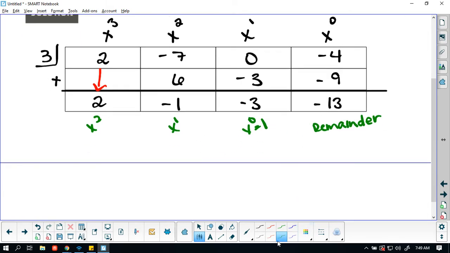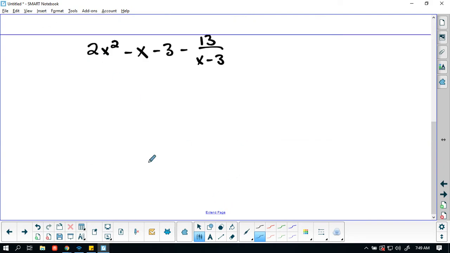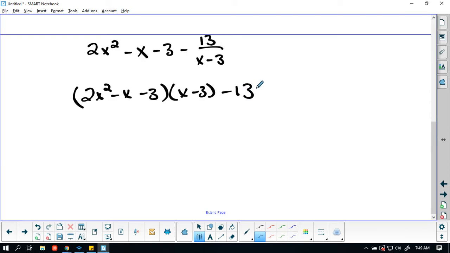All right, so in this case, we're going to look at 2 times x squared, 2x squared. -1 times x is going to be -x. -3 times 1 is -3, with a remainder of -13 divided by x minus 3. Or 2x squared minus x minus 3, times x minus 3, minus 13.